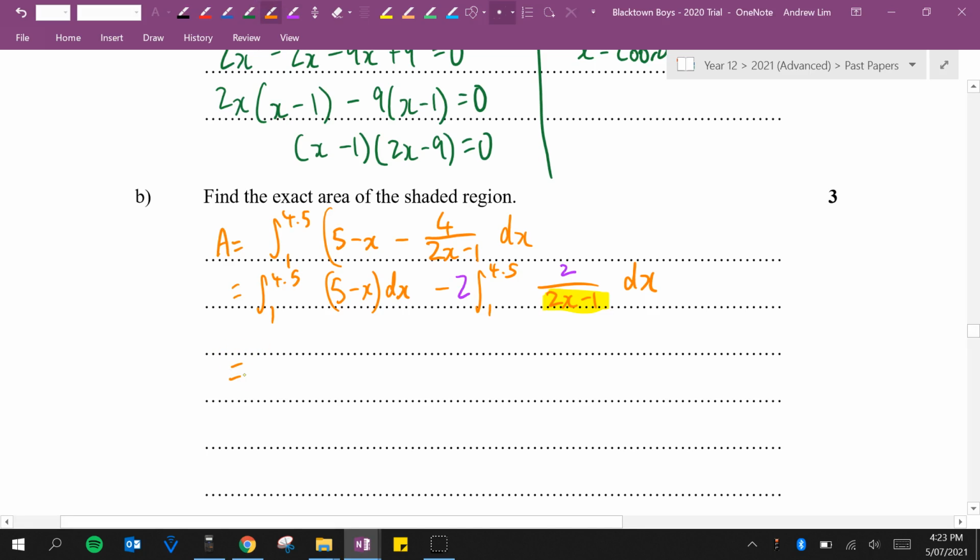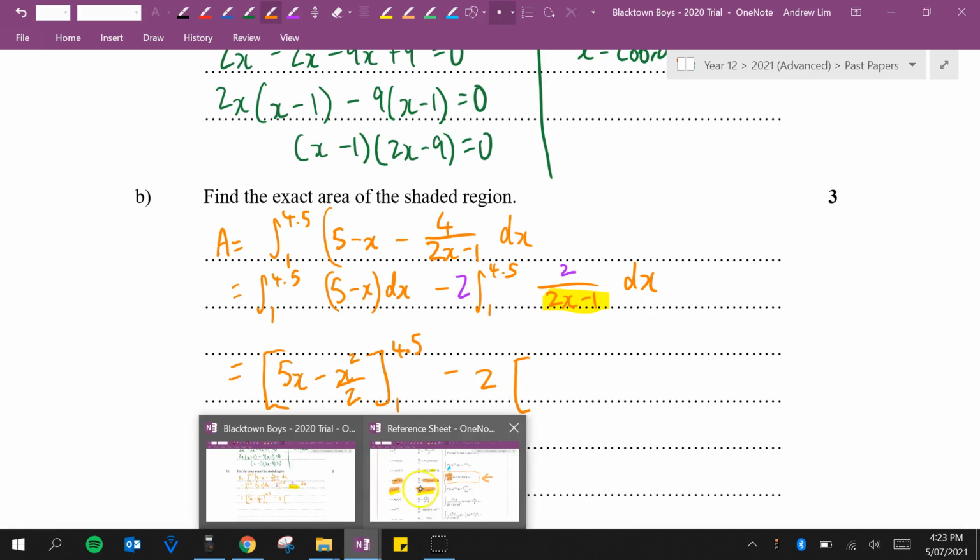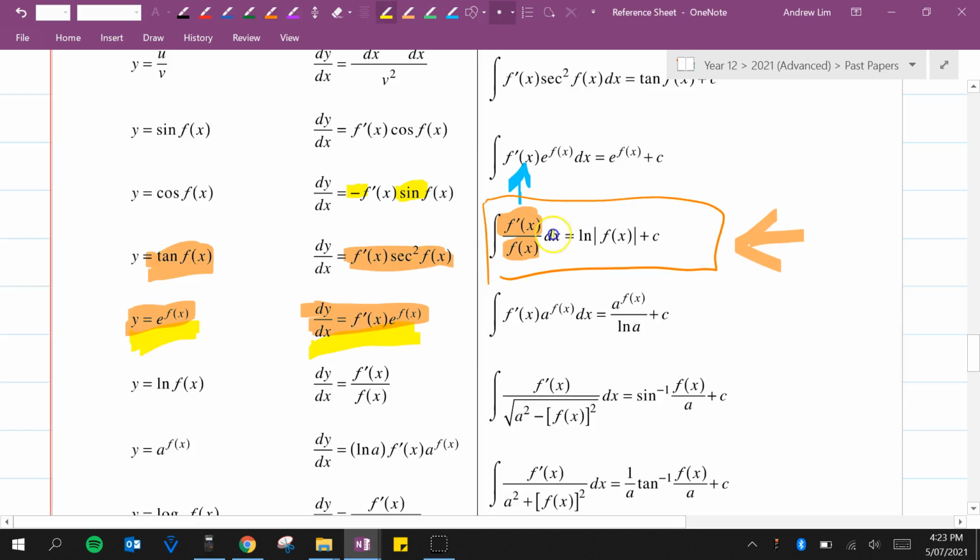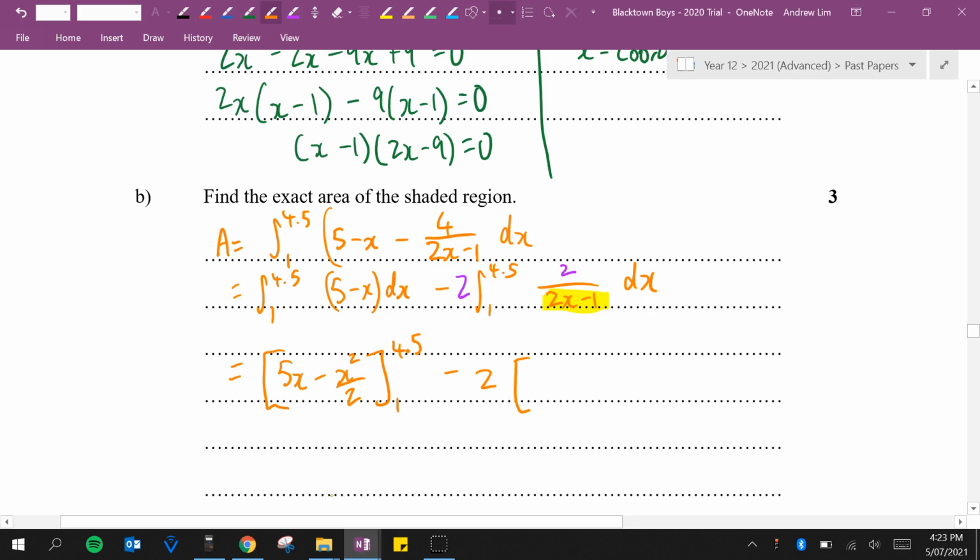Okay, so let's do the first bit. We got 5x minus x squared over 2, and that's from 1 to 4.5. And we're going to subtract 2 lots of, what do we get when we integrate that? We get ln of the absolute value of 2x minus 1, that's our f of x, from 1 to 4.5.